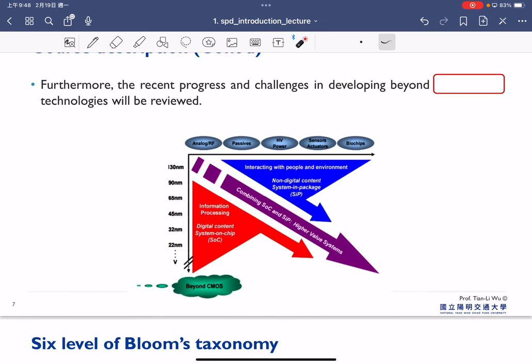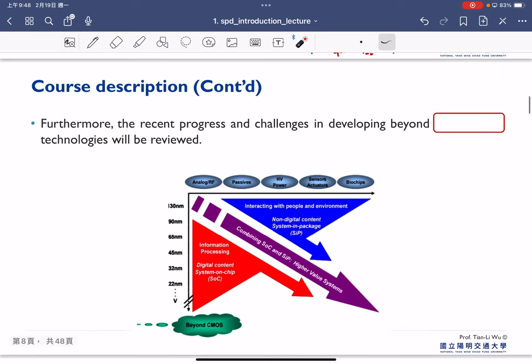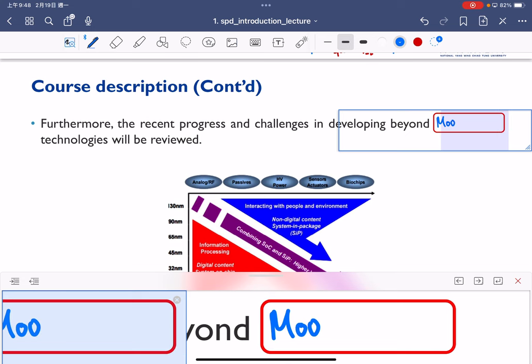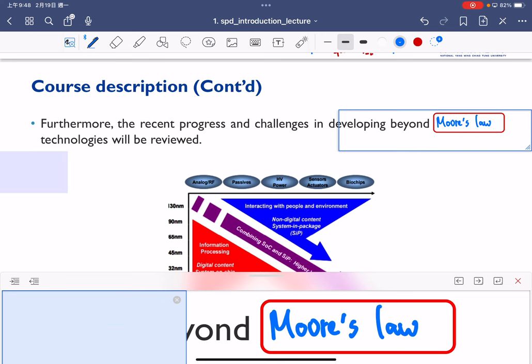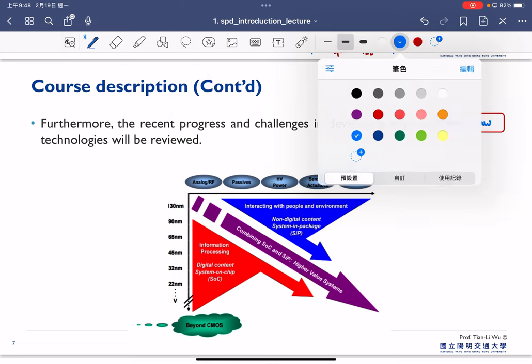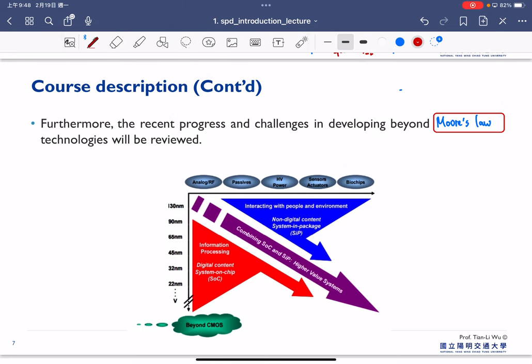Okay, and furthermore, we will also talk about the recent progress and challenges in developing beyond Moore's law. Technology will be reviewed, but in this case, we will also consider not only scaling the transistor. If you look at this graph on the left-hand side, this is the technology we use for scaling. That means we try to make the transistor as small as possible.